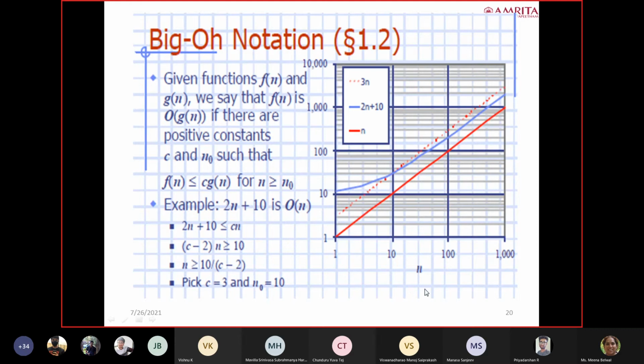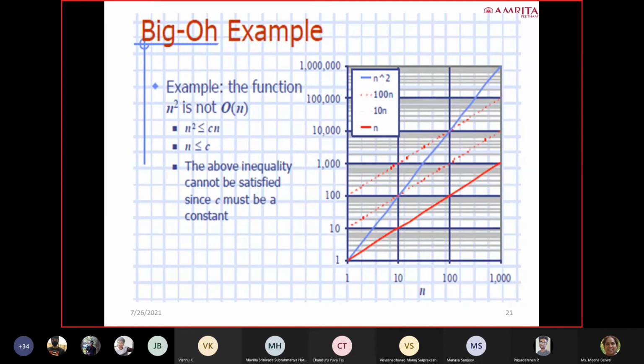All of you know all these things. Another example is, now we want to prove that n square is not O of n. You already know that, right? n square cannot be big O of n, because the growth rate of n square will always be more than n.